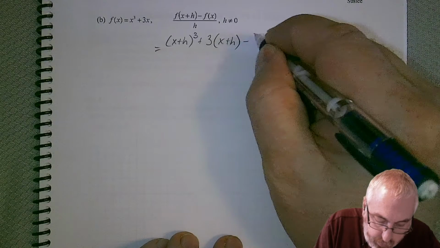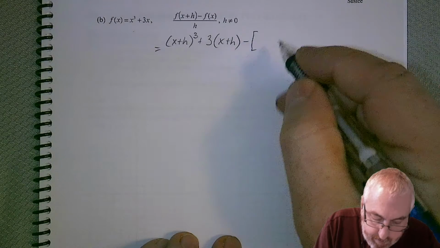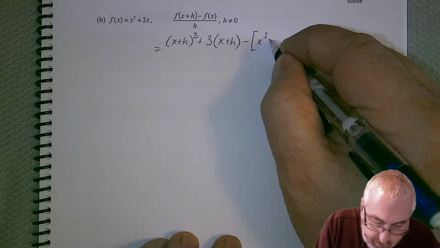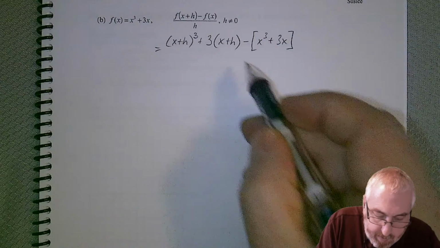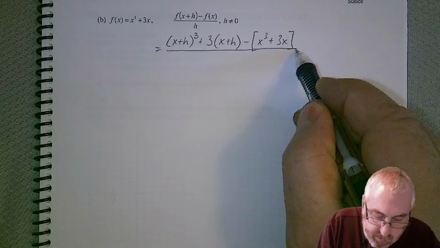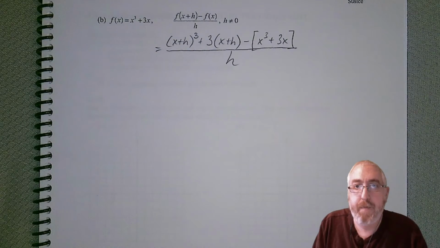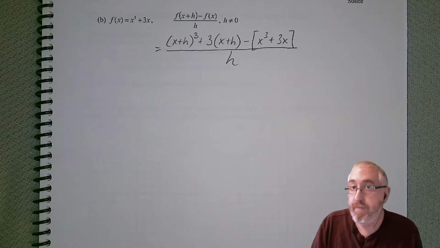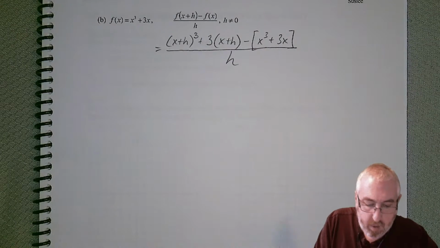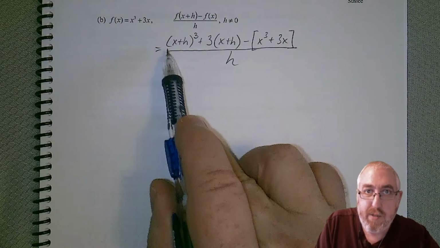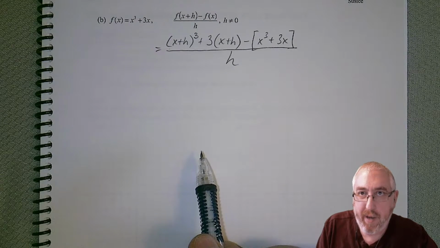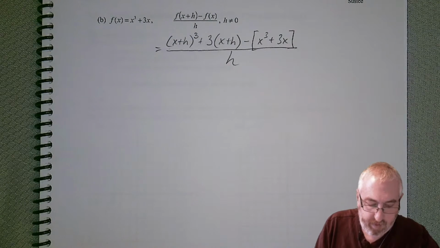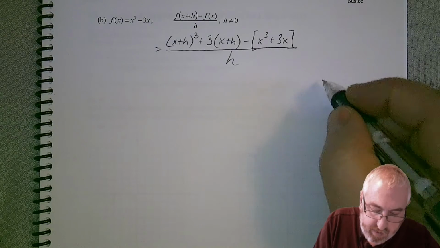So again, let's use our brackets and say x cubed plus 3x. Now we probably could have used parentheses there, but it doesn't really matter. And now it's algebra again. Okay, so x plus h to the third power. How do we multiply that out? Well, if you don't remember, let's do it off to the side.